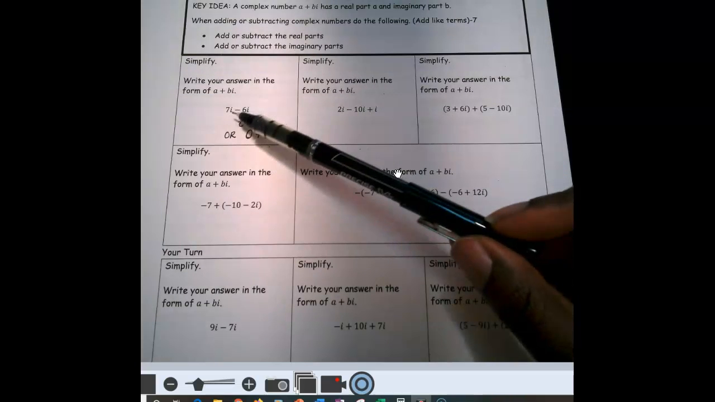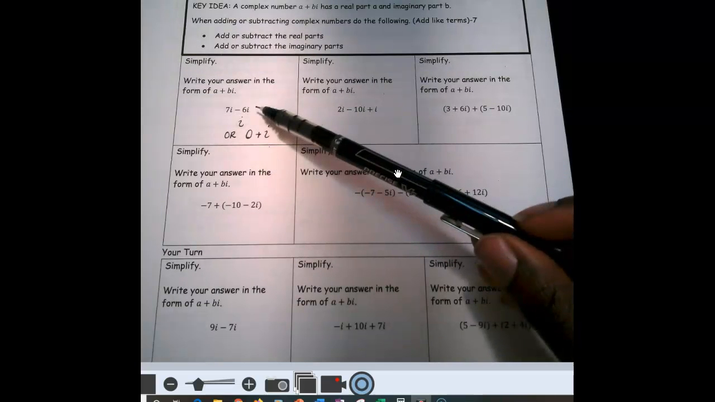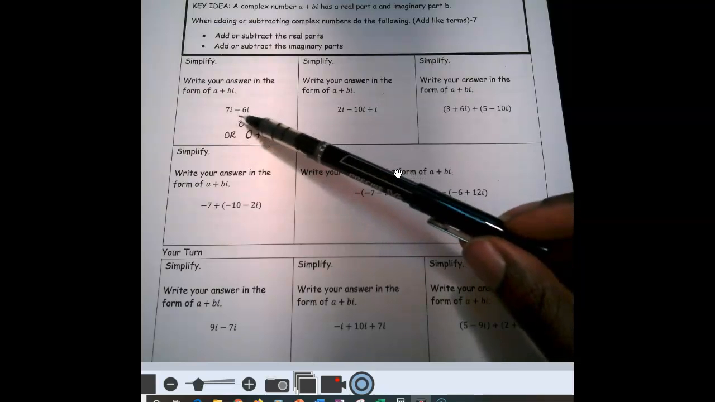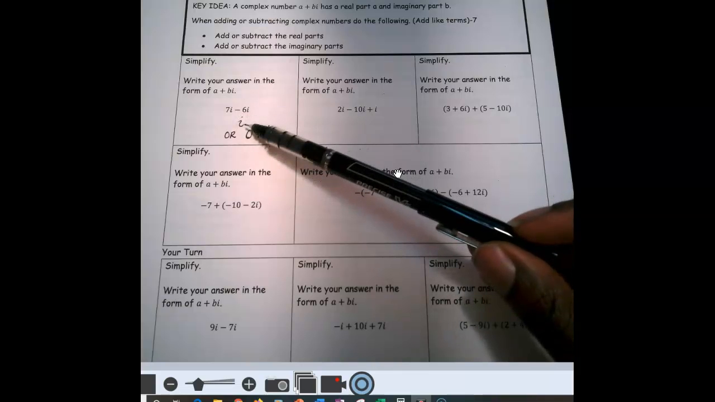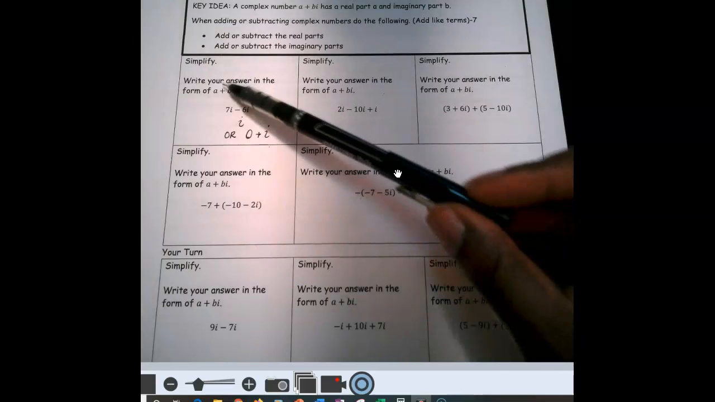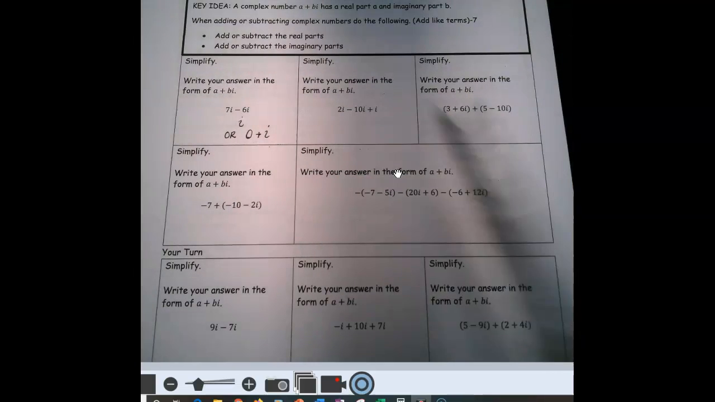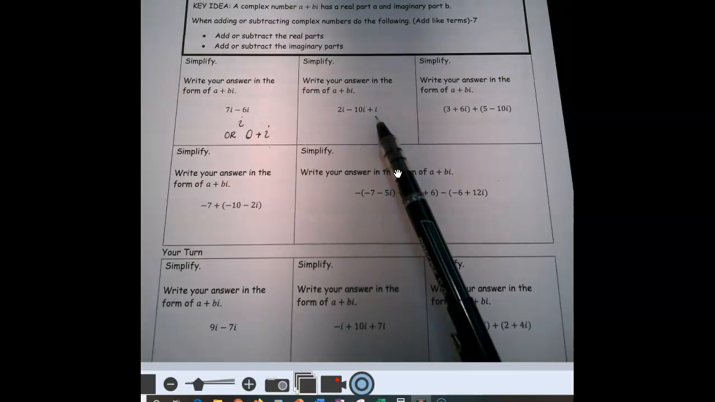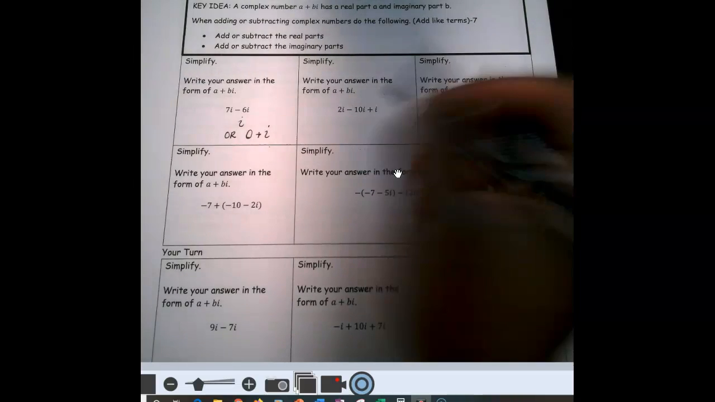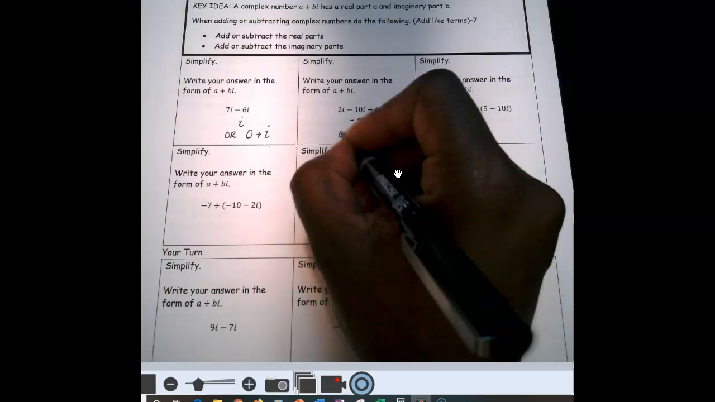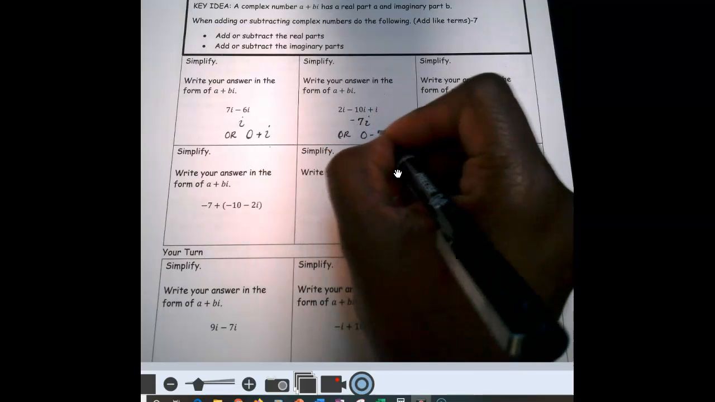So 7i minus 6i, notice they're like terms. So I would just say 7 minus 6 is 1. So 7i minus 6i just leaves us with 1i, or you could write it as 0 plus i if we're doing it in this form. Let's move on to number 2. We have 2i minus 10i, which is negative 8i, plus 1i is negative 7i. Or again, you could write it as 0 minus 7i.